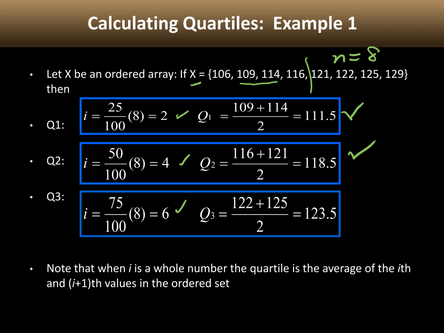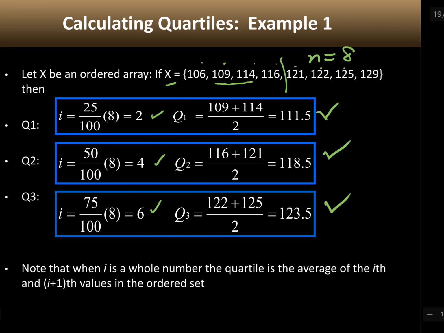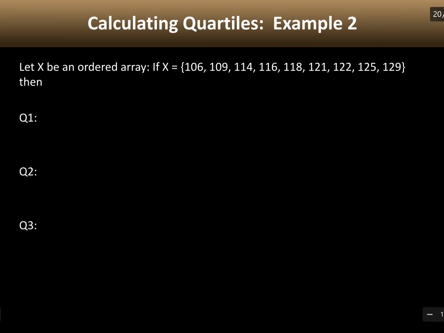Finally, for the upper or third quartile, it is going to be a 6. That is a whole number, so you need to take the average of the 6th value: 1, 2, 3, 4, 5, 6. That would be 122 plus the next value above it. 122 plus 125 divided by 2 gives us 123.5.